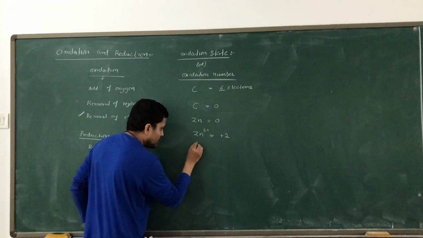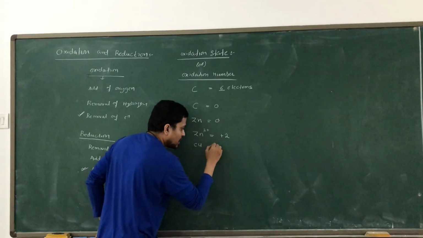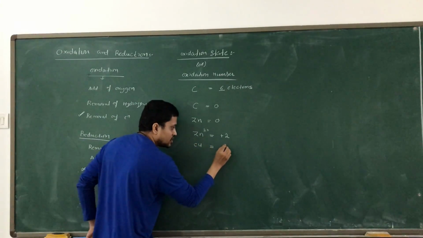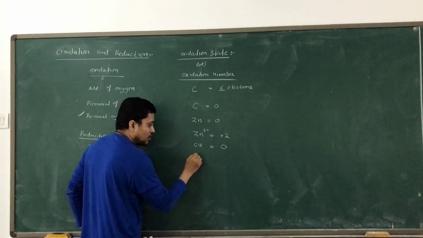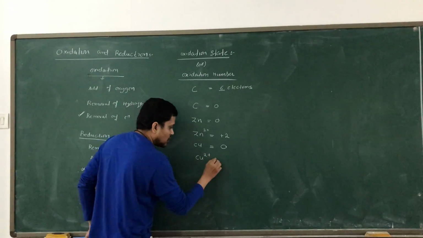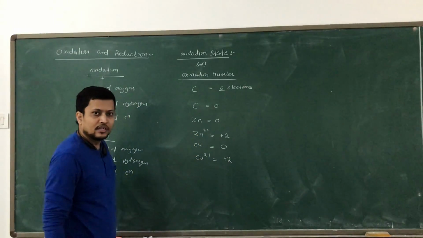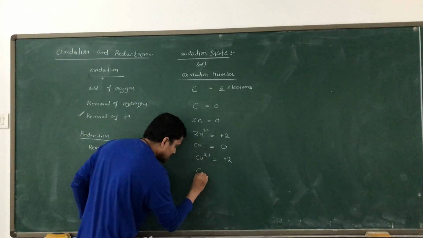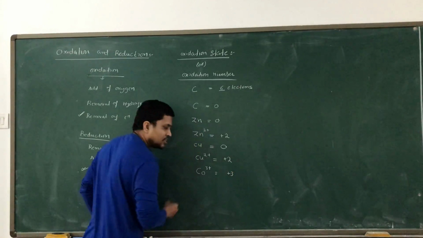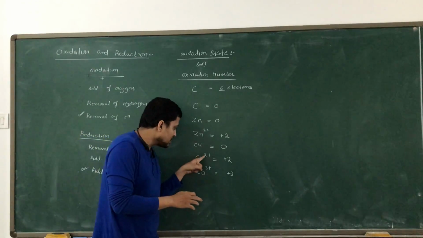Suppose I have normal copper. In normal copper we have 29 electrons, and if I have the equal number of electrons, then the oxidation state is 0. If it loses electrons and becomes copper 2 plus, then the oxidation state of copper is plus 2. In the same way, if I take cobalt 3 plus, that means the oxidation state of cobalt is plus 3.